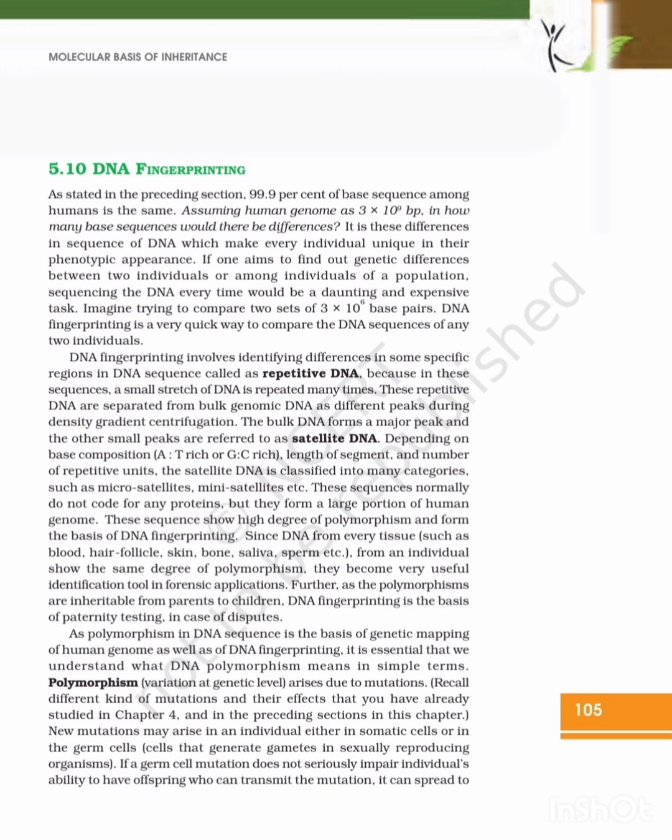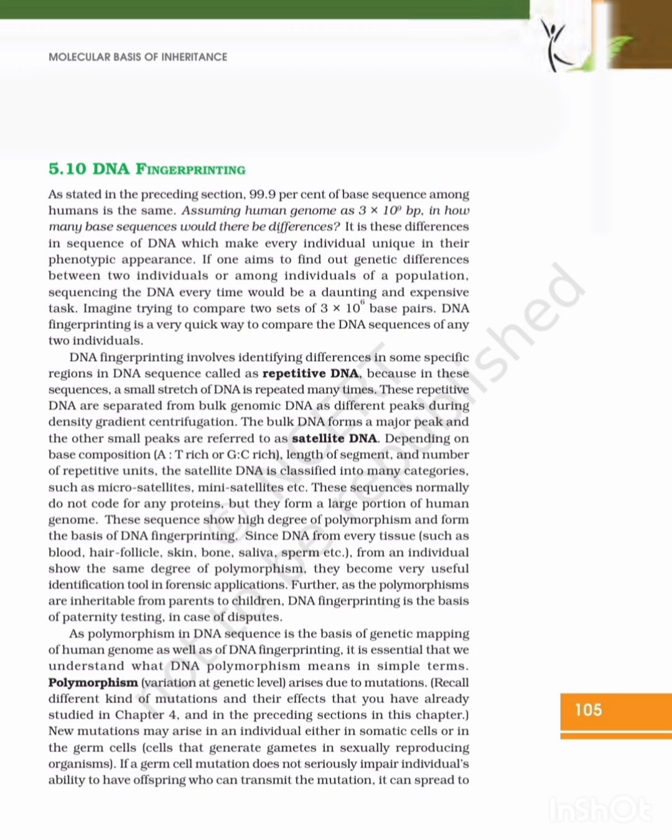DNA fingerprinting involves identifying differences in some specific regions in the DNA sequence called repetitive DNA, because in these sequences a small stretch of DNA is repeated many times. This repetitive DNA is separated from the bulk genomic DNA as different peaks during density gradient centrifugation. The bulk DNA forms a major peak. The other small peaks are referred to as satellite DNA.